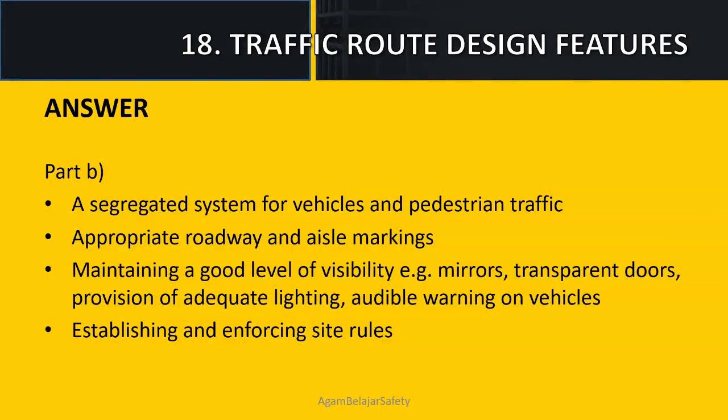Part B. A segregated system for vehicles and pedestrian traffic. Appropriate roadway and aisle markings. Maintaining a good level of visibility, for example mirrors, transparent doors, provision of adequate lighting, audible warning on vehicles. Establishing and enforcing site rules.